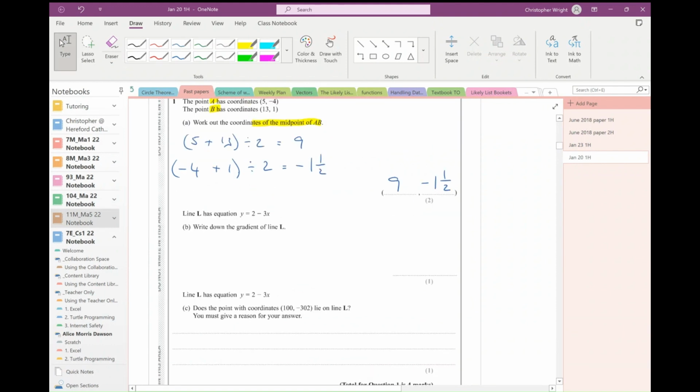Okay, a line has equation y equals 2 minus 3x. Write down the gradient. Well, it's in the form y equals, so I know that the gradient is simply the coefficient on the x. So that's simply minus 3.